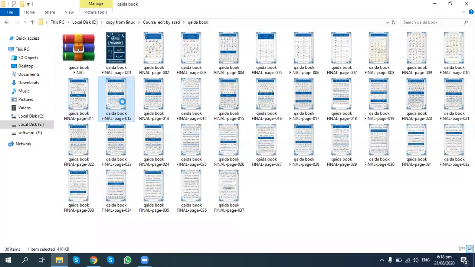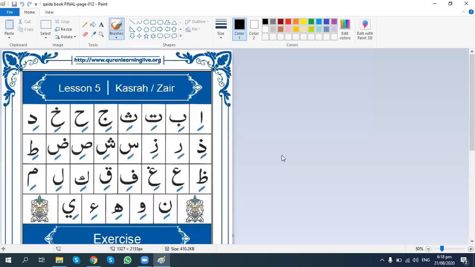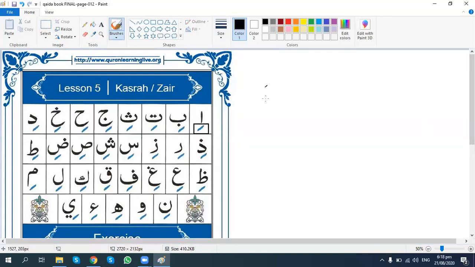So the next lesson is also similar. Everything which we taught before, we will tell here also. For example, in the previous lesson we told the sign name is Fatha. Here we will tell our student this sign name is Kasra. The Fatha always comes on the top of the letter, but the Kasra always comes at the bottom of the letter. The sound of Fatha is A, and the sound of Kasra is E.